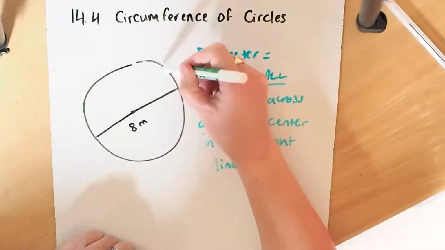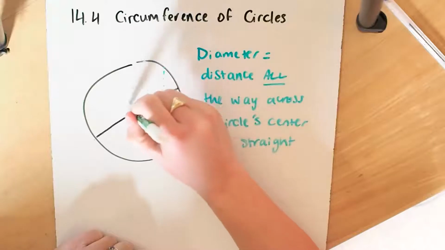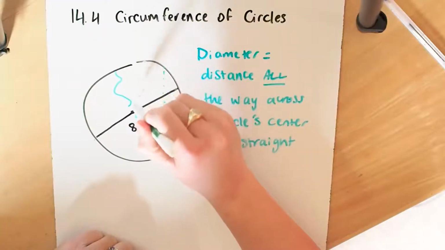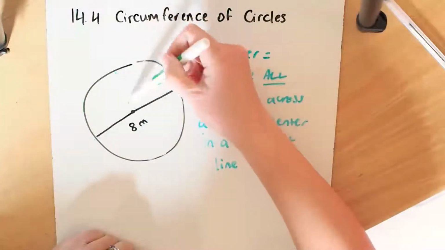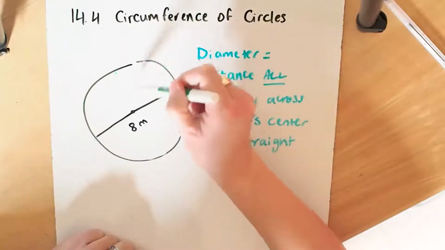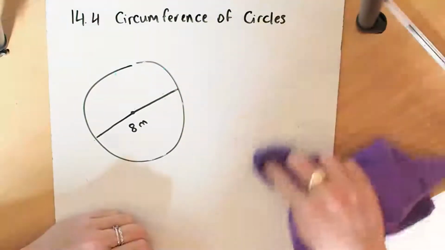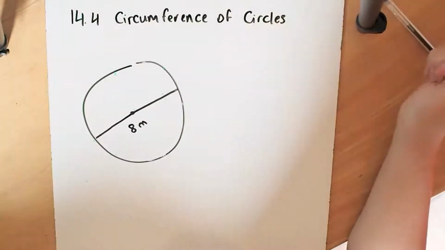A diameter would not be something like this, where it doesn't cross to the middle of the circle. It would not be in a wavy line. That's not a diameter. There are multiple diameters in a circle. The diameter could be this way, it could be this way in a straight line, it could be this way in a straight line, as long as it crosses through the middle of the circle. We're going to talk about circumference and area of circles, but for today we're going to start with circumference.